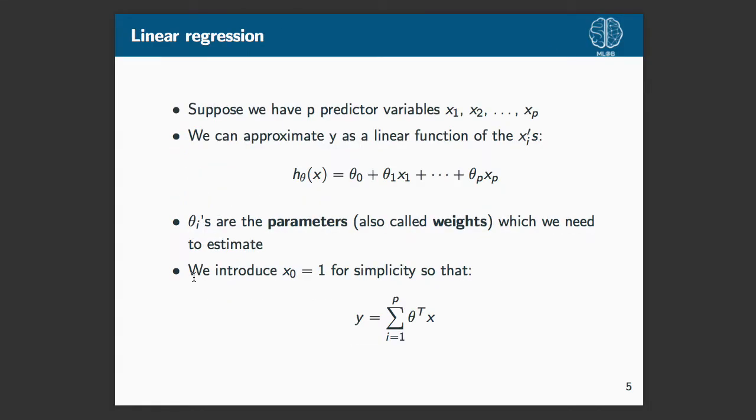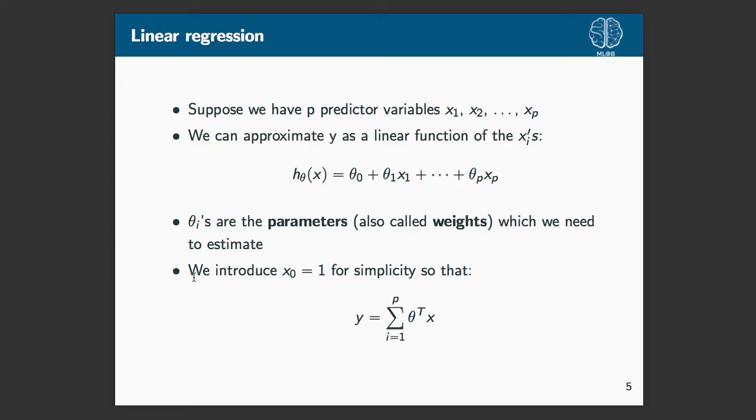So linear regression, here's the basic framework. I have P predictor variables, just P of them. I'm trying to stay as general as possible. I want to approximate Y, the output, as a linear function of the X's. So I have all my X predictor variables, and I weight them by some parameters, theta 1 through theta P. Thetas are called the parameters, or weights, which we need to estimate. We need to teach the computer to figure this out on its own so that I can use it to make predictions.